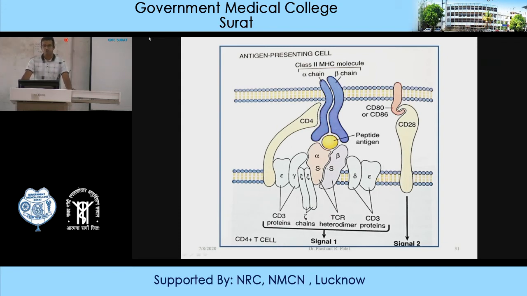Normally co-stimulators are not present, or they remain very few in number, when the antigen presenting cells present self antigen. But when a foreign antigen is presented by the antigen presenting cell, there is an increased number of CD80 and 86 co-stimulators on the antigen presenting cell, which are identified by CD28, and signal 2 is delivered.